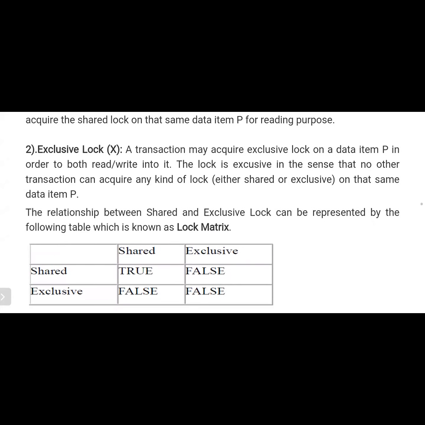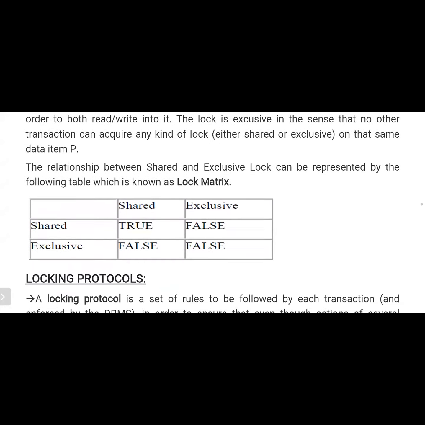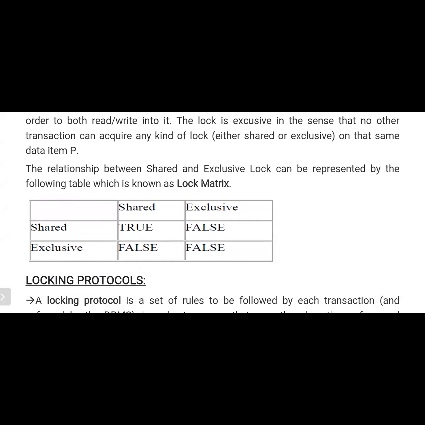The relationship between the shared and exclusive lock can be represented by a table known as a lock matrix. For example, if there is a shared lock on a particular data item, another transaction will also be able to acquire a shared lock. That is true. But with a shared lock, we can't perform exclusive operations. If we issue an exclusive lock, the remaining transactions are not able to perform shared operations, and at the same time they cannot perform the write operation.